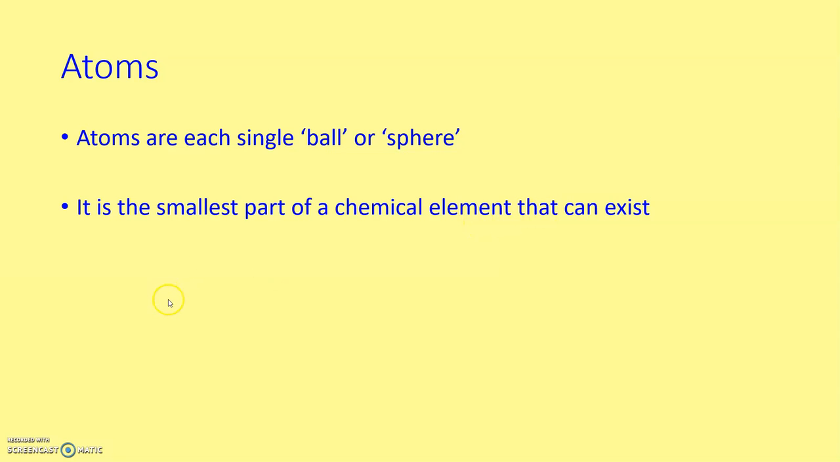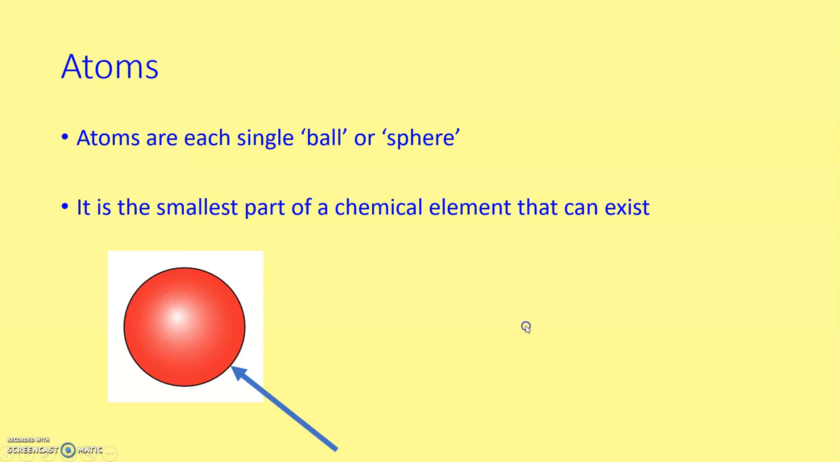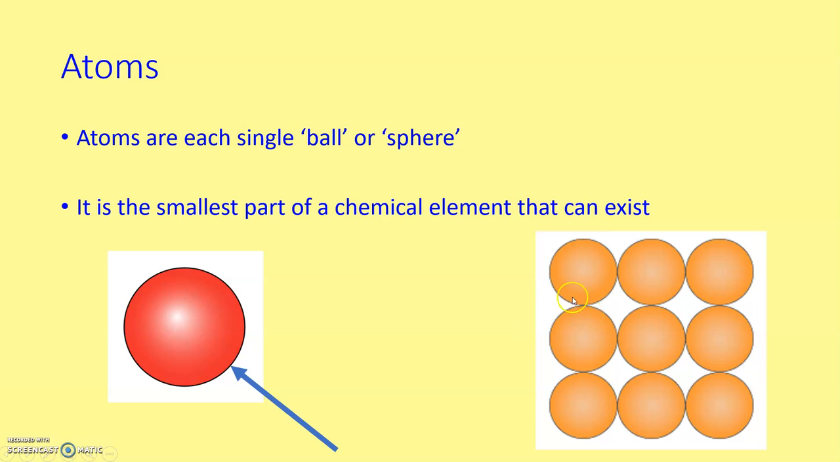So the first diagram here shows a single atom, which is a single sphere here. But the second diagram, just there, shows a row of 9 identical atoms, and each one, as indicated here, is an atom.